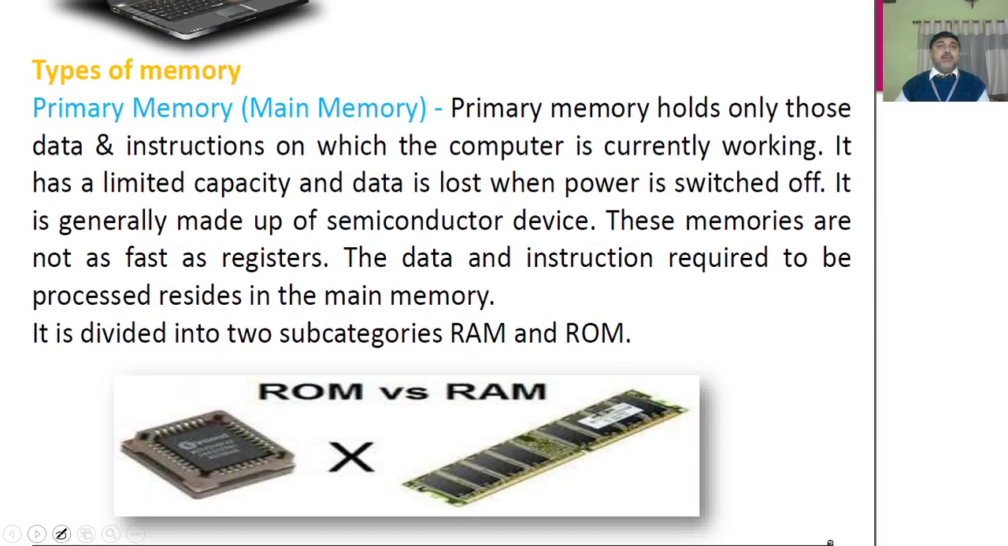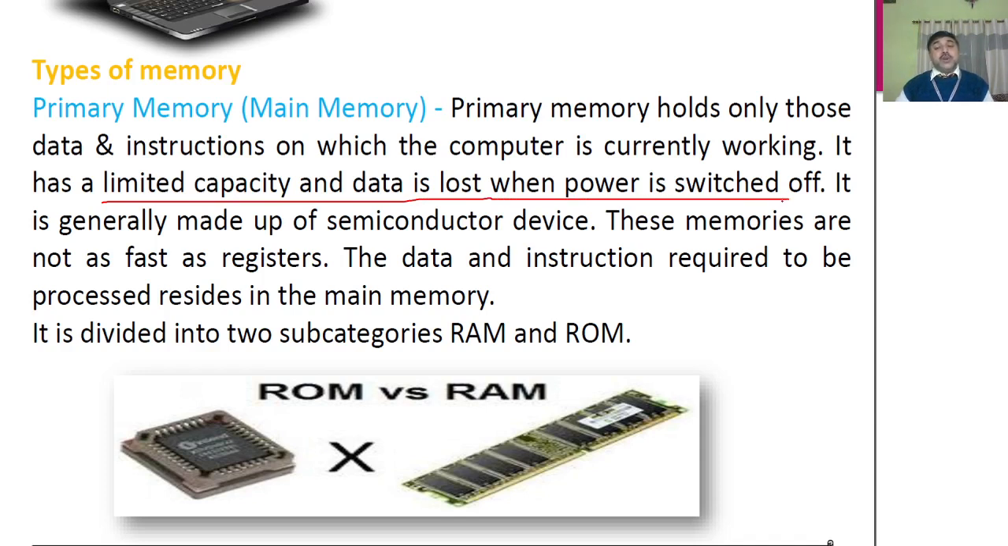Now, the next type of memory. After the cache memory, there is the primary memory. Primary memory means main memory, where we hold the data and where the data can be stored. Each and every piece of data and each instruction that is currently working in the CPU is held here. It has a limited capacity, and the data is lost when the power is switched off.